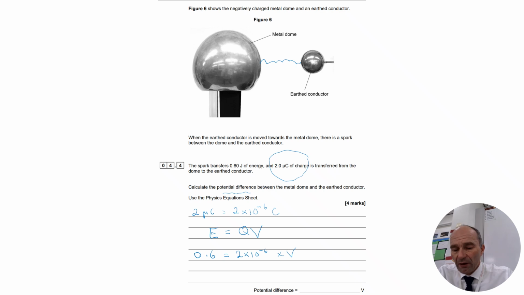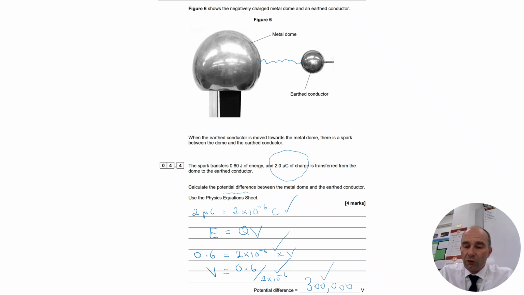We need to get V by itself, so we need to divide both sides by the 2 times 10 to the minus 6. So 2 times 10 to the minus 6. Put those numbers carefully into your calculator and you're going to get a value of 300,000 volts. So where do the marks come from? 1 mark for the conversion, 1 mark for the correct substitution, 3rd mark for making the potential difference, V, the subject, and then the 4th mark of getting 300,000 volts. That clears up all 4 marks.